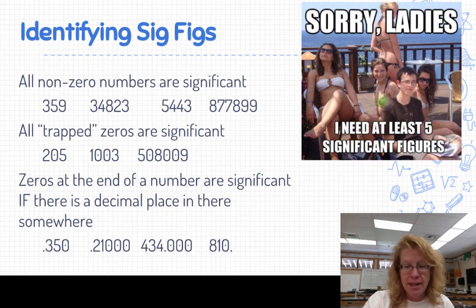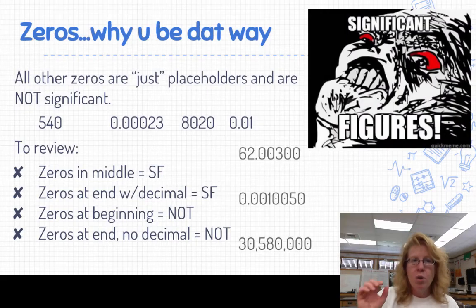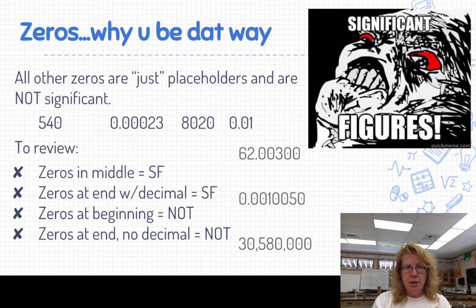So you can tell where I'm going next. Zeros don't always count. Zeros are super frustrating because other zeros are what we call placeholders. They're simply there to hold the decimal place in its location. They're usually a result of what unit I'm dealing with in the metric system, whether I reported something in kilometers or millimeters. So here are some examples of non-significant zeros. The number 540 has a 0 at the end, but there's no decimal place, so that only has 2 sig figs.